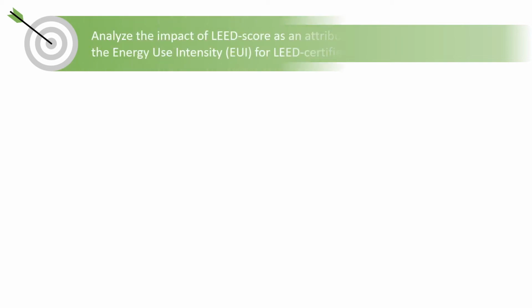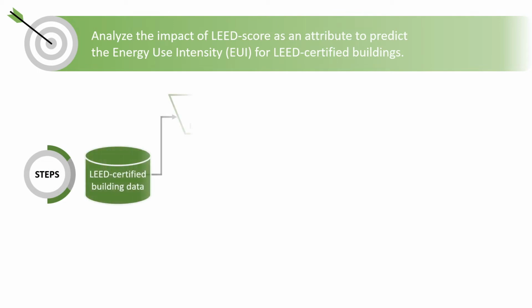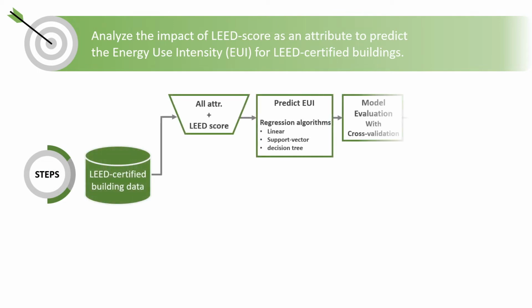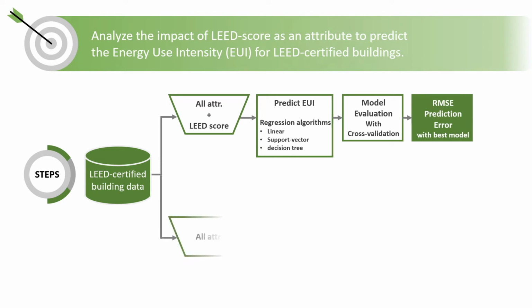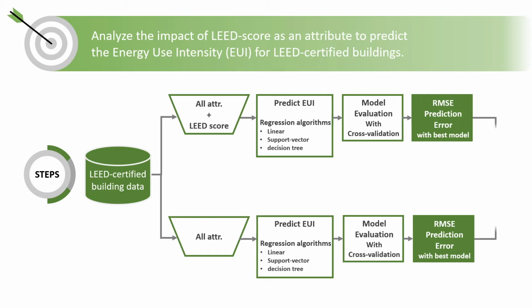In the third objective, we first use regression methods to predict EUI of LEED buildings using all attributes except for the LEED score. Regression methods are selected as the target values are continuous. The goodness of the fit will be tested through cross-validation and the models are evaluated using RMS error. The same process is repeated, but this time including the LEED score. Finally, the error for both trained models are compared.